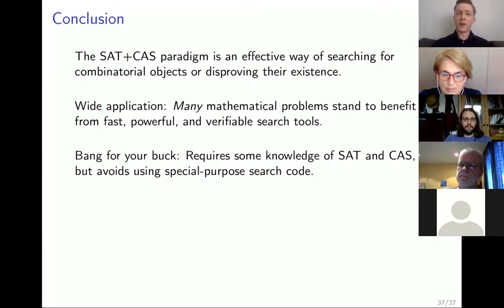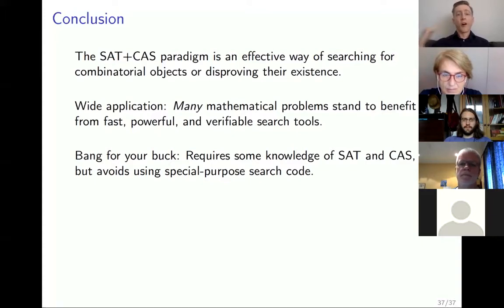Yes, you do have to know some knowledge of SAT solvers and CAS, and you do have to encode your problem into SAT. This is a different way of probably thinking about the problem than you're used to. But the upshot is if you're able to do this reduction, it allows you to avoid writing special purpose code, which, as I've mentioned, is a very error-prone process, and it's difficult to make your searches very efficient. Whereas a SAT solver already has decades of work gone into making it run very efficiently. It's actually going to be very difficult to beat a SAT solver at doing search unless you spend a lot of time optimizing your search algorithm.